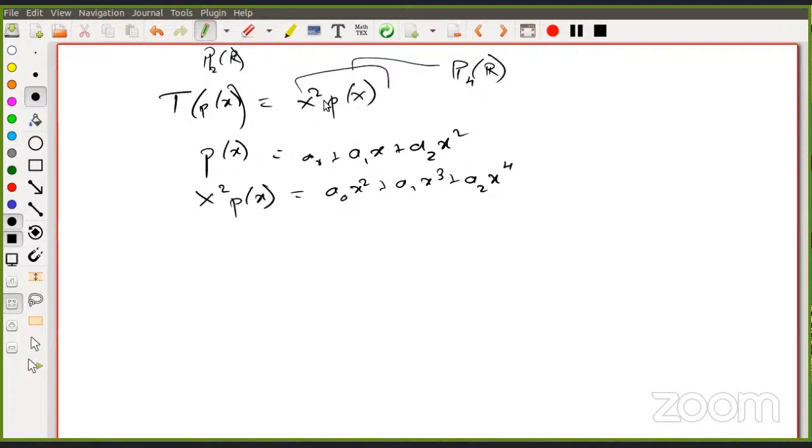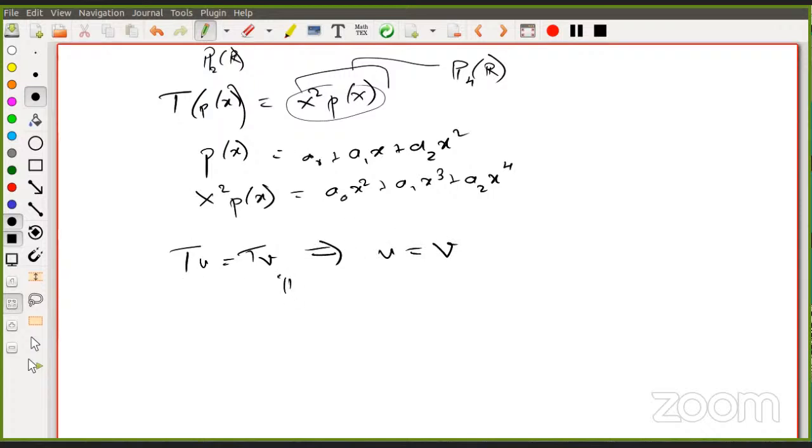What we want to find out is whether this linear map is injective or not. So that was the question. What is the condition for injectivity? By definition, injectivity is: if you have a linear map T and if Tu equals Tv implies u equals v, then the linear map is injective.